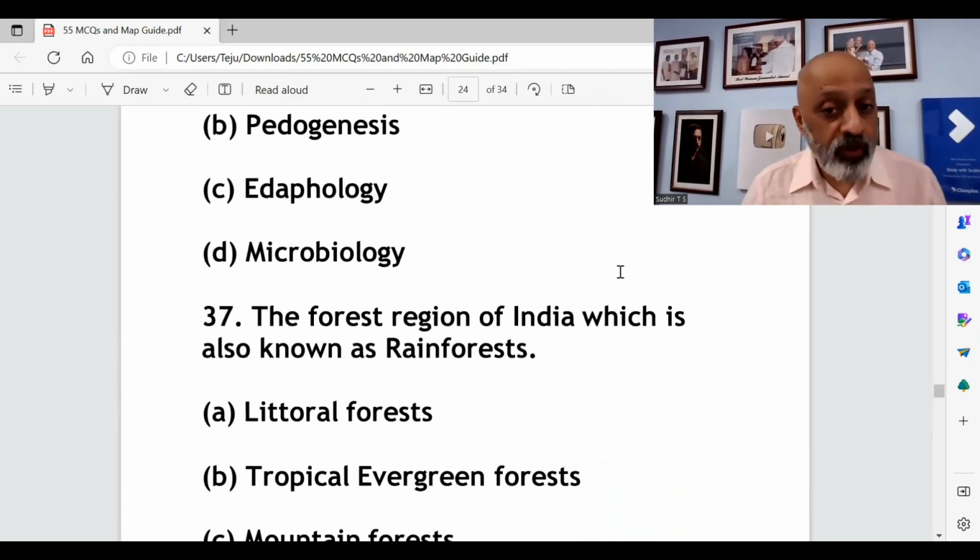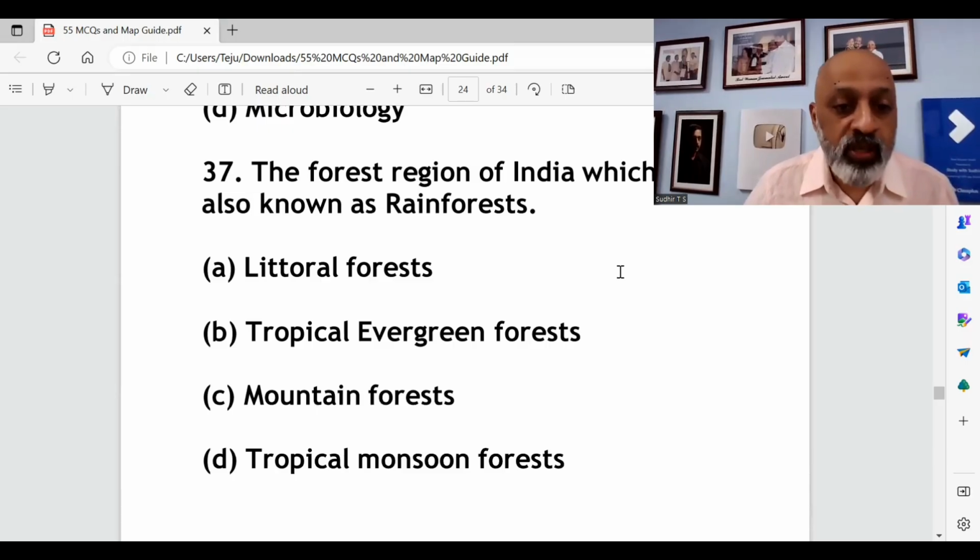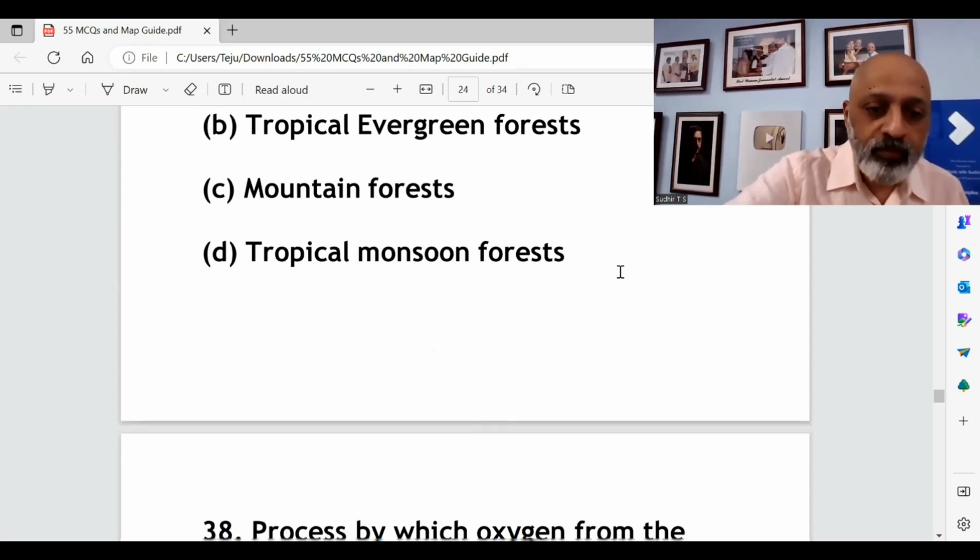The forest region of India, which is also known as rainforest, is called the littoral forest, the tropical evergreen forest, the mountain forest, or the tropical monsoon forest. The correct answer is B, tropical evergreen forest.